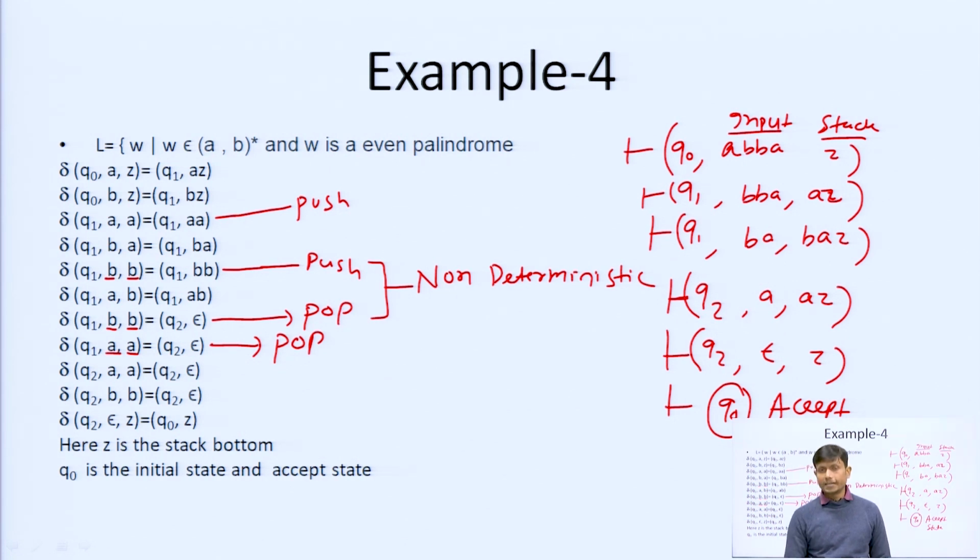Suppose this even palindrome cannot be accepted by the deterministic pushdown automata. We have to go for the non-deterministic pushdown automata. Any palindrome, even palindrome, odd palindrome, WWR language like that, all are accepted by the non-deterministic pushdown automata.